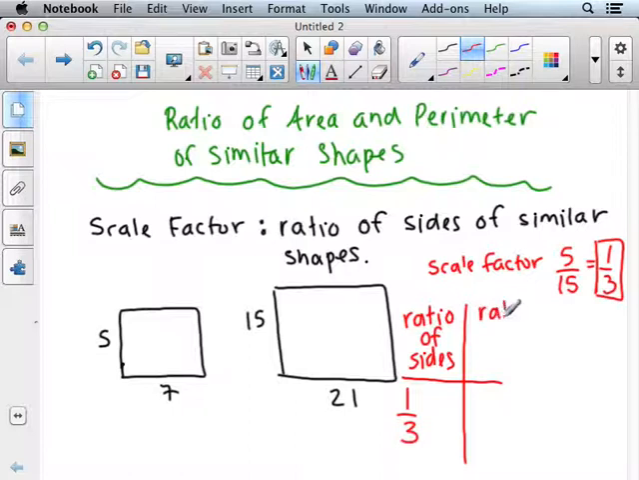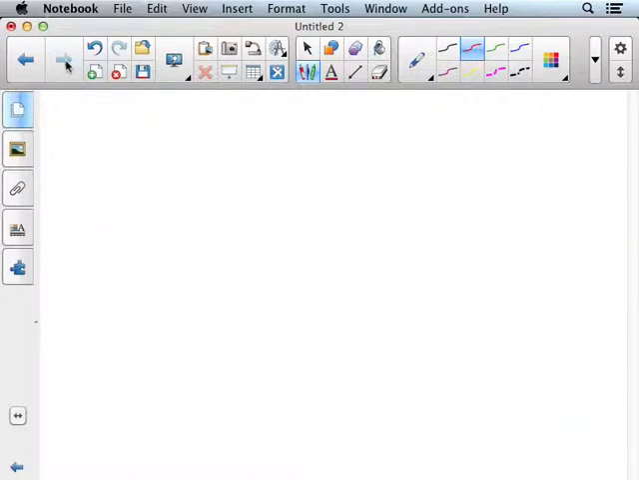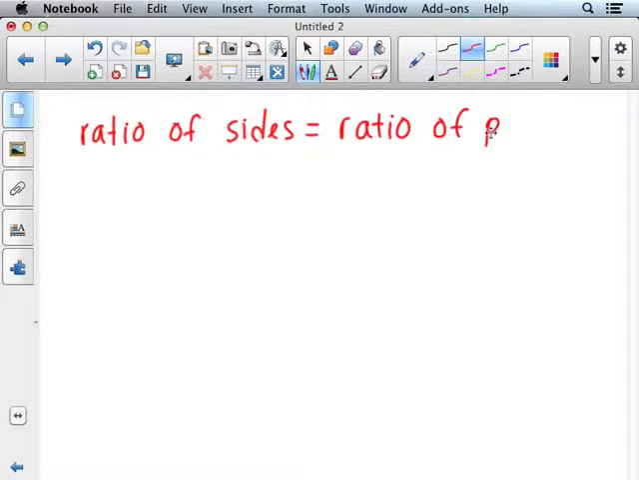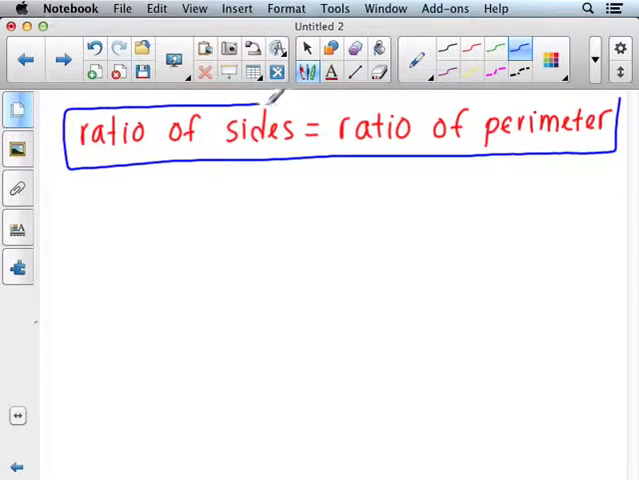That means the ratio of the perimeters is also 1 to 3. Ratio of the sides equals the ratio of the perimeters. So that's our first statement. Ratio of sides equals ratio of perimeters. And you guys showed that in your activity that you just did, so we don't need to go into a lot of detail here.